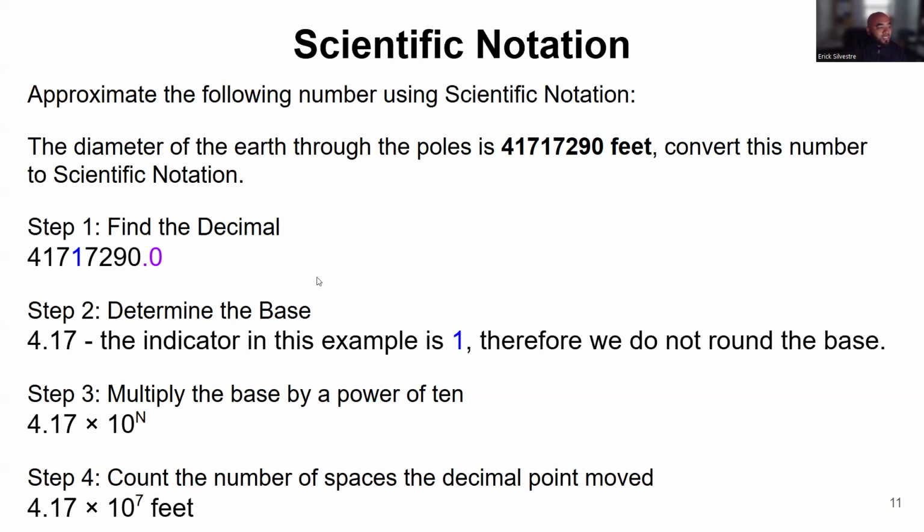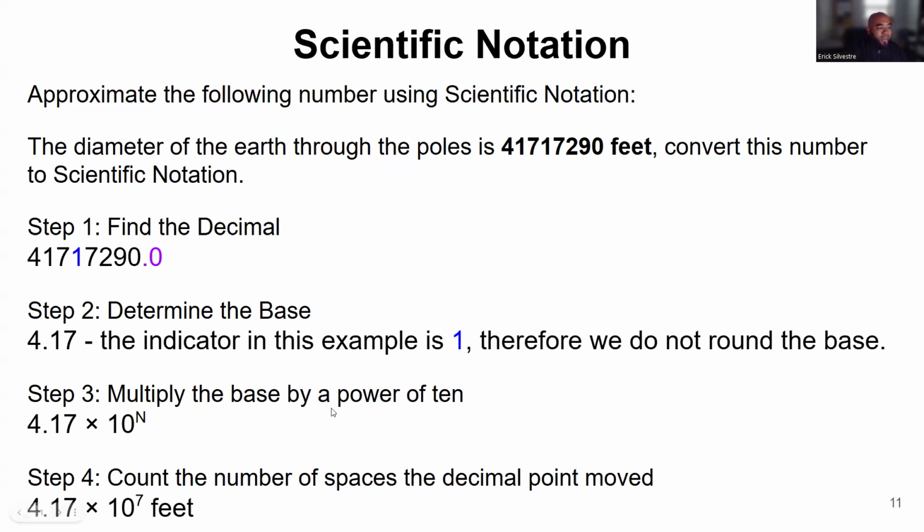Step number 2 is determine the base. The base is your first non-zero number. If I read my number from left to right, I see that the number 4 is my first non-zero number. Since I want to be accurate, the more digits you use, the more accurate you will be. But I'm going to start using the hundreds place. So I'm going to keep 2 numbers after my base. And then I know that this number 1 right here will be my indicator because I have to round. My base has to be a rounded number. So I'm going to say 4.17 because my 1 is going to make sure that I do not round this number up because it's less than 5. So I know that my base is 4.17.